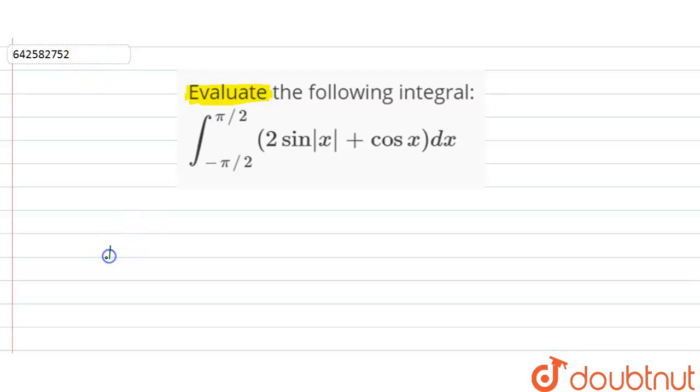So we have to evaluate the given integral. Let this be I, so I is equal to the integral from minus pi by 2 to pi by 2 of 2 sine of modulus x plus cos x, whole dx.